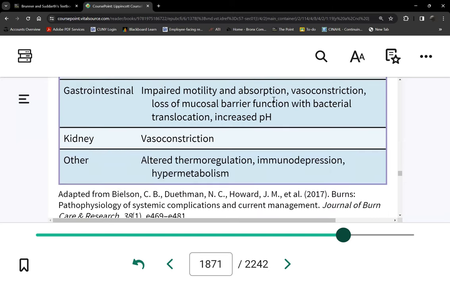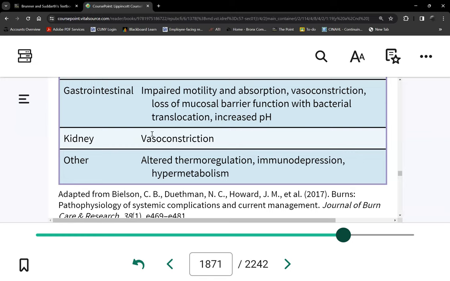GI, because of sympathetic stimulation, will there be any peristalsis here? Okay, very low, if any. And kidney, of course, because there's loss of fluid volume, what type of AKI will result? Pre-renal AKI. But this chapter 57 will only discuss burn injury though. We already finished AKI, correct? In first module one last semester. So no more discussion of AKI here.